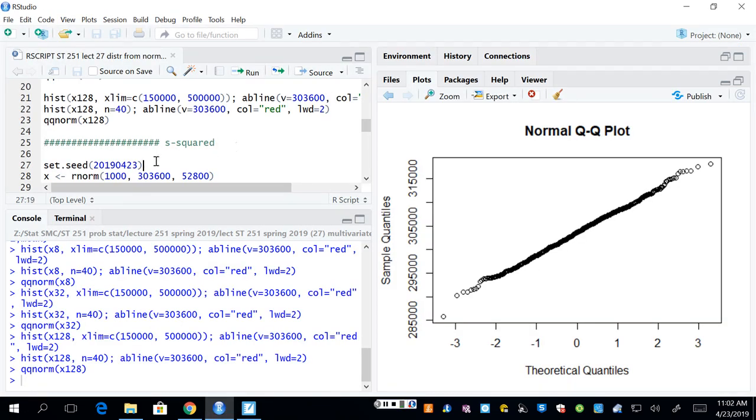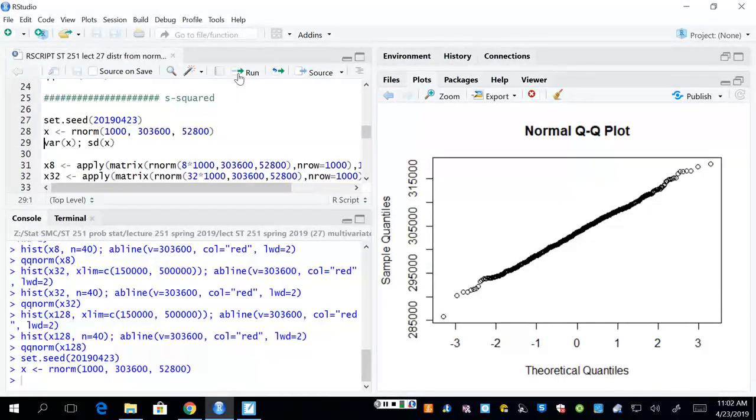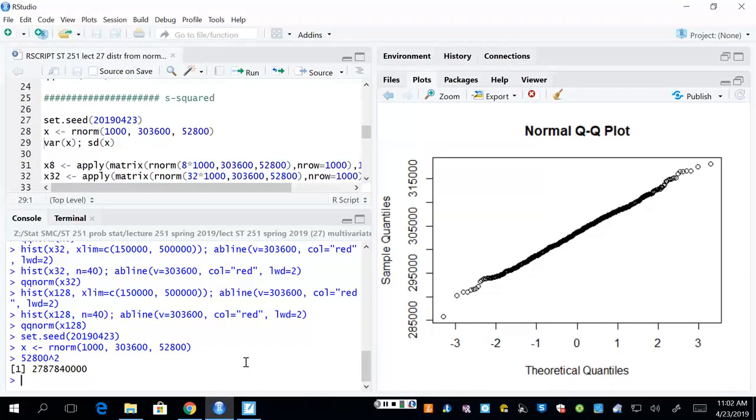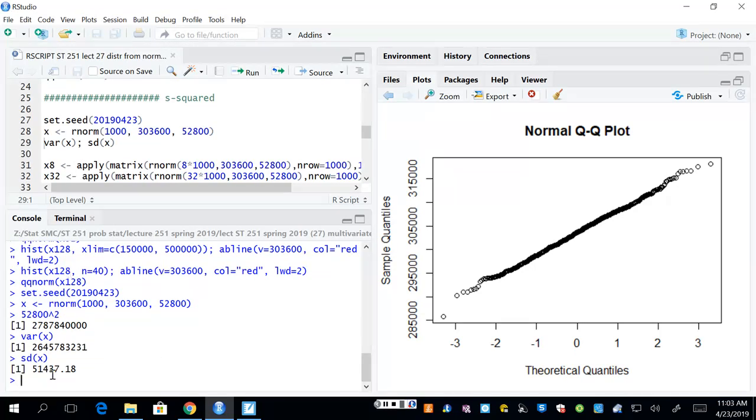So we're going to start back at the same seed, get our x's. We had 1,000 values, 1,000 different rabbits from that distribution. 5280, that thing squared is a huge number, right? The variance of 1,000 different values is again a big number. It's off from that slightly, but not hugely off. The standard deviation is on a scale that's a little more relatable. 51,000, whereas the value that went into the simulation was 52,800. So it's a little bit lower, but kind of in the same range.